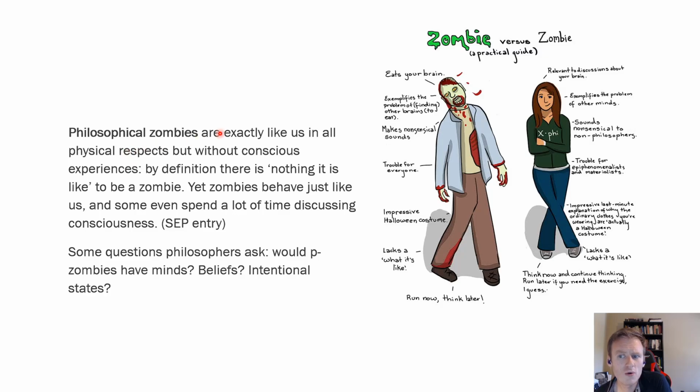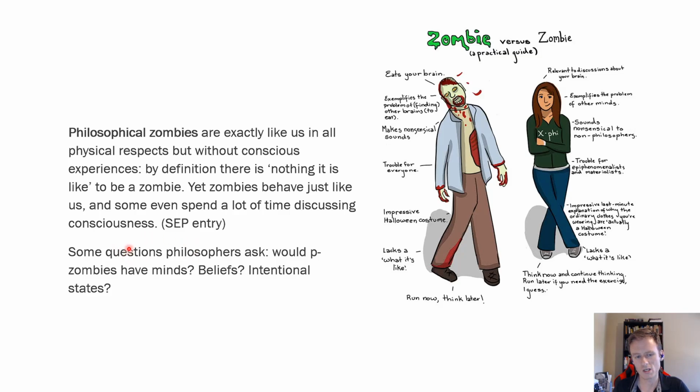All right. So what can we do with this distinction? Well, we could imagine a being with intentionality, or at least a being that seems to have beliefs, or a being that behaves a lot like it has beliefs, but that nevertheless lacks phenomenality. It lacks phenomenal character. It lacks consciousness as we understand it. So these beings would be philosophical zombies. Philosophical zombies are exactly like us in all physical respects, except for one thing: they lack conscious experiences. They lack consciousness. And by definition, there is nothing it is like to be a zombie because they have no conscious experiences. Yet zombies behave just like us, and some even spend a lot of time discussing consciousness. Read that again. Yeah, these unconscious beings behave so much like us that they spend time discussing this thing called consciousness.